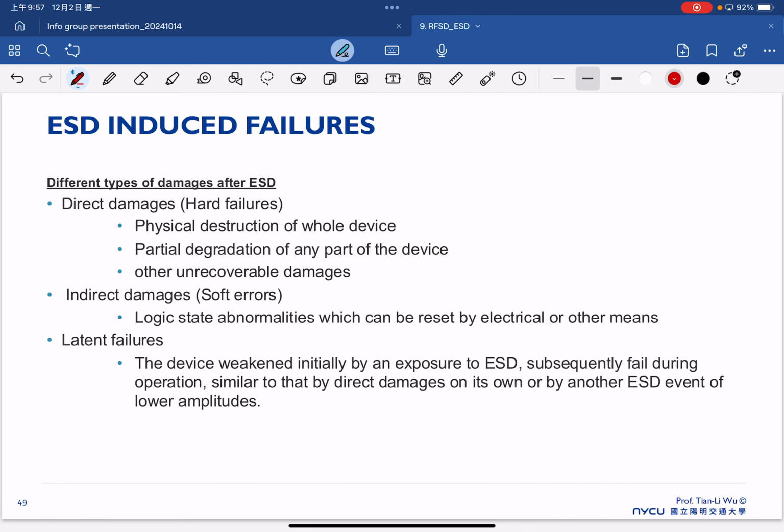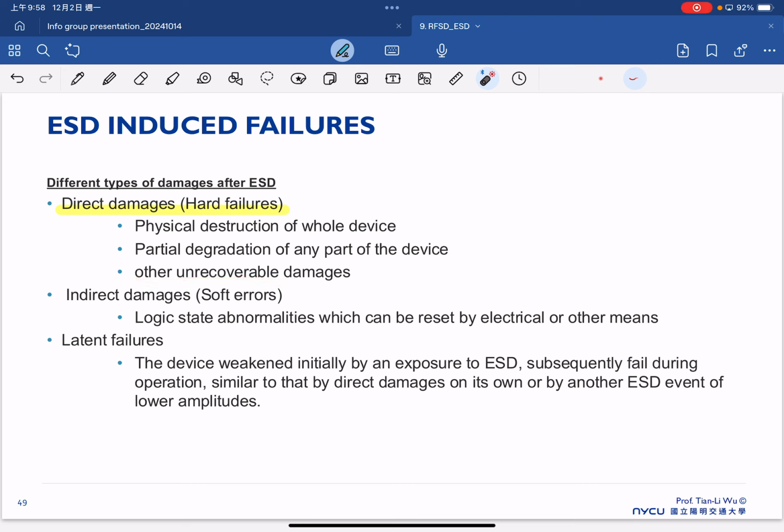So although the ESD might be protected by our ESD device, sometimes ESD can definitely cause damage, no matter whether in our protection device or our core functional ICs here. So these are the several different types of damage. The first one is direct damage. Direct damage is a hard failure, for example, physical destruction of the whole device, partial degradation of any part of the device, or other unrecoverable damage here.